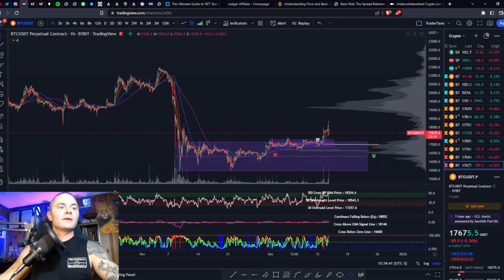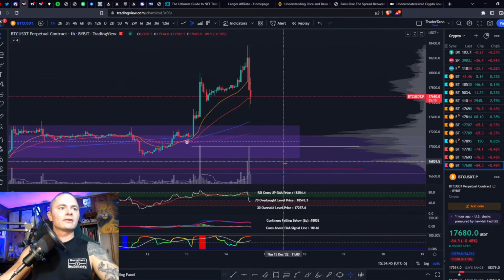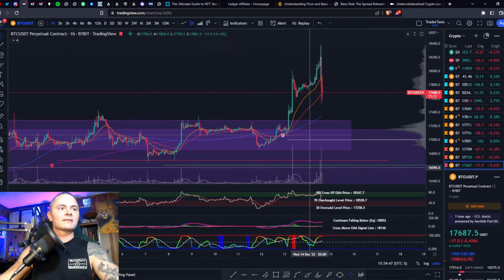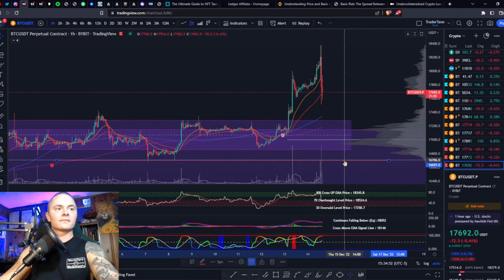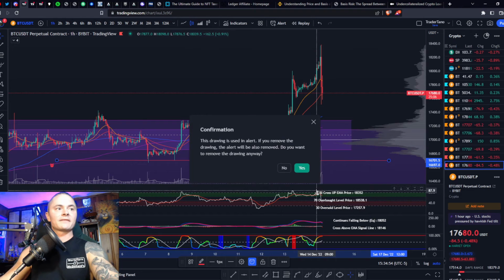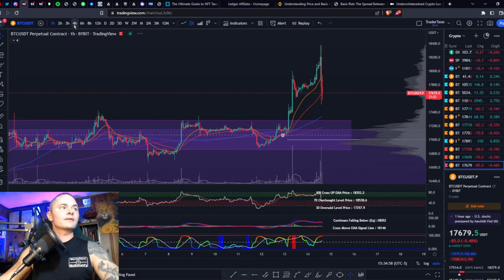Okay, so let's go ahead and delete this green alert right here because we don't need this. And this one, because now there is a different inflection point. So let's move on to the 4 hour.